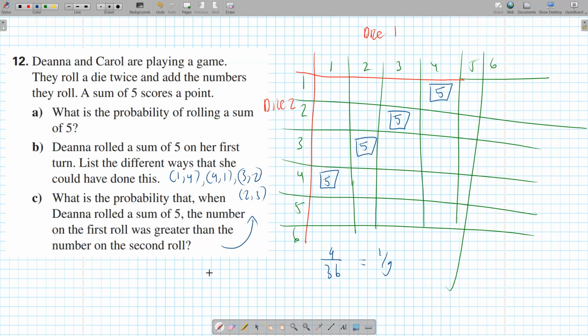So there's 4 total ways she can roll a 5, yeah? What goes in the denominator, and in how many ways is the first number greater than the second? You can either have 4 1 or 3 2, yeah? You say 2 out of 4 or 1 out of 2. There's a 50% chance that the number on the first roll was greater than the number on the second roll. Okay.